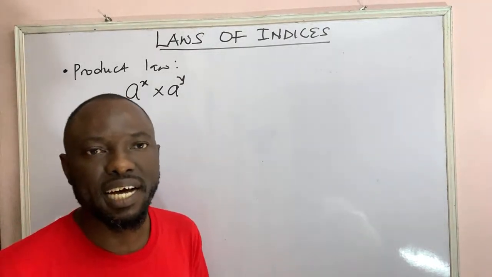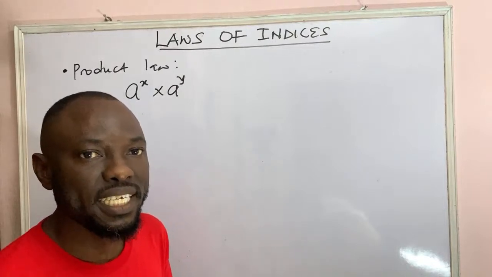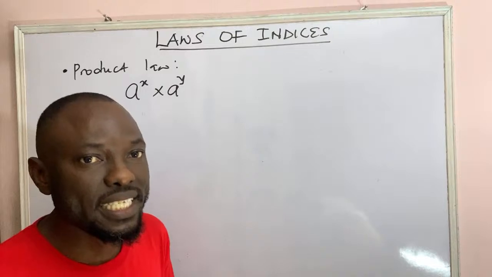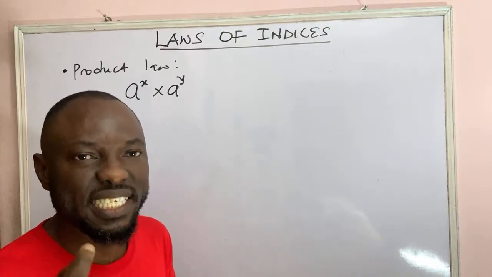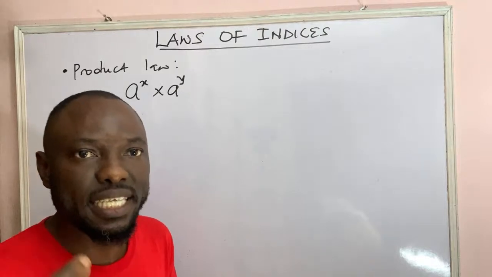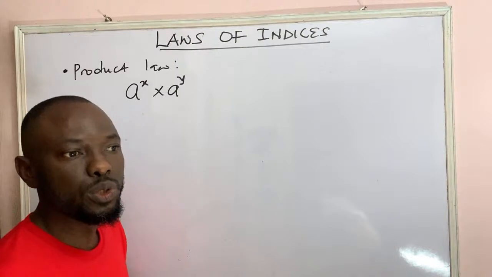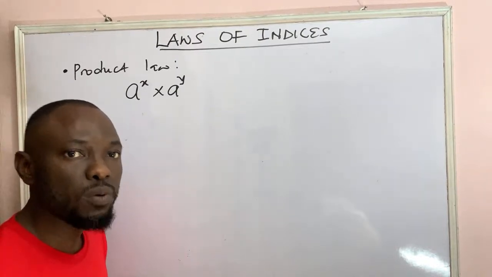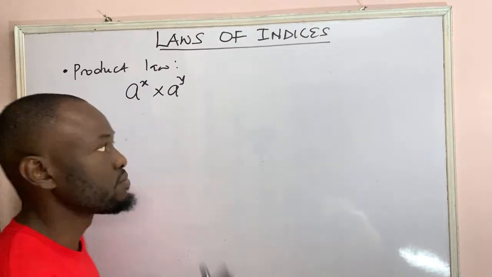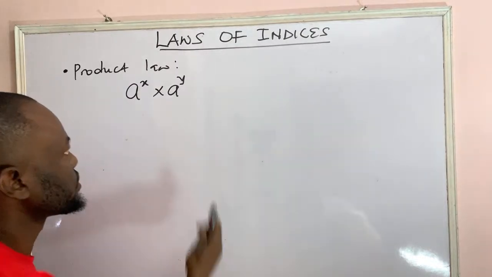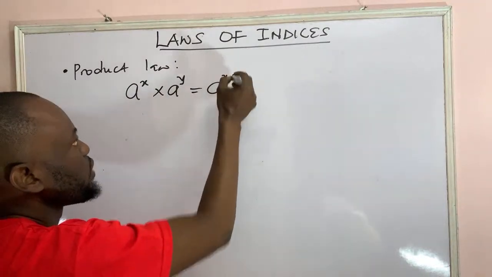And the law states that when you're multiplying indices with the same base, look at the underlining phrase, same base. If they have the same base, all you need to do is to take one of the base and then sum their power. That will be the result for this expression. So my result will be a to the power of x plus y.